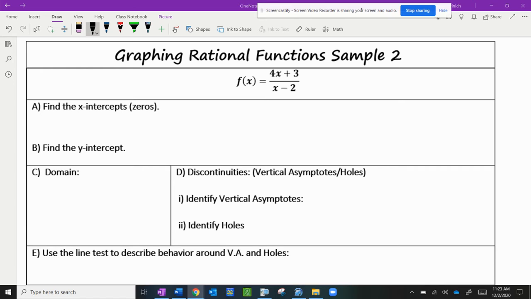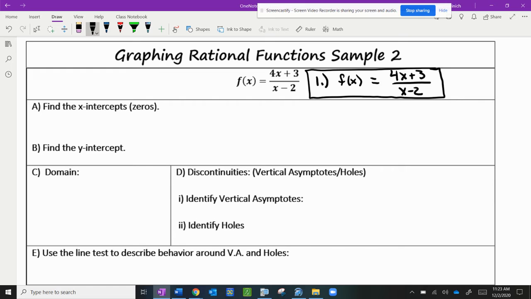So on number 1, the first thing that you're always going to do is try to factor. And when I try to factor this one, neither the numerator nor denominator is factorable. So I'm just going to be carrying this function all the way through the whole entire problem.